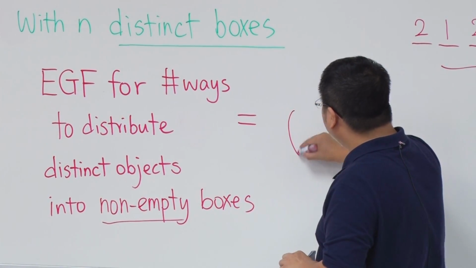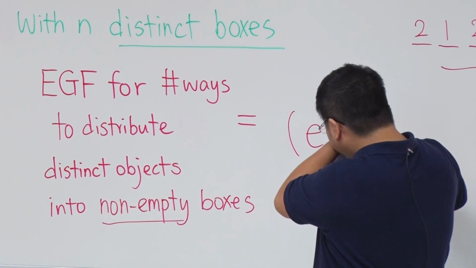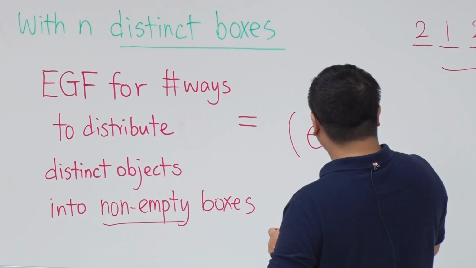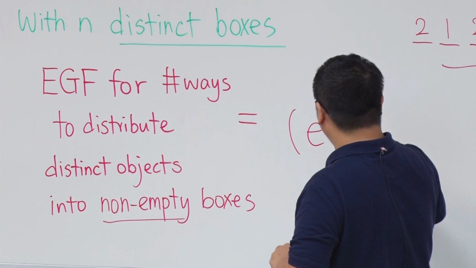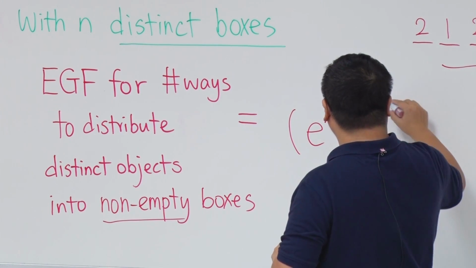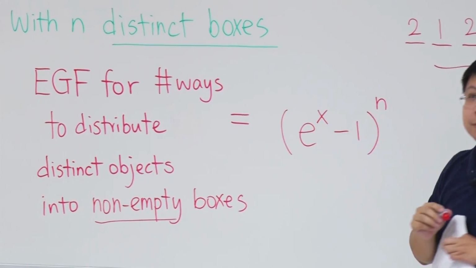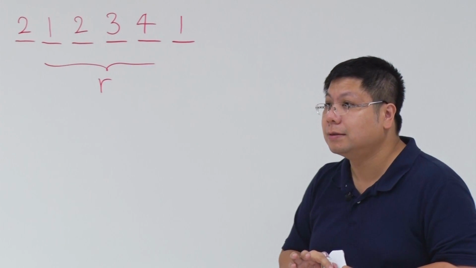Okay, so this EGF is going to be the product of the EGF of each individual character, and then this will be equal to e to the power x minus 1 to the power n. Is that okay? Does that make sense?